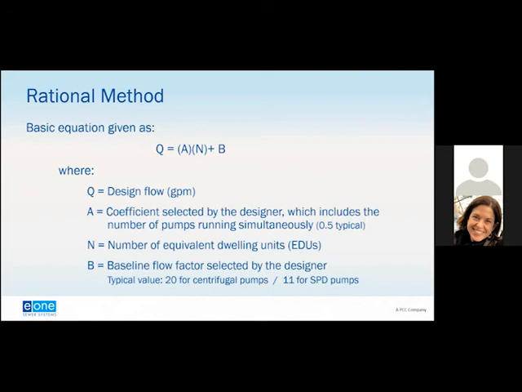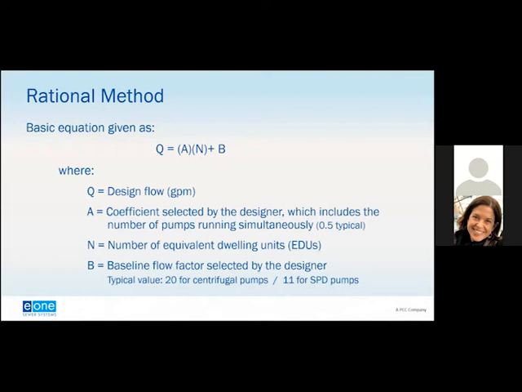The rationale method is pretty straightforward. It is a linear equation. It is given by the formula you see here. Q, the discharge, the design flow of the pump, is the product of the coefficient selected by the designer, which includes the number of pumps running simultaneously. This value will typically be 0.5, and the product of the A, as well as the number of equivalent dwelling units, or the number of pumps in the system. So you have your coefficient times the number of pumps in the system.